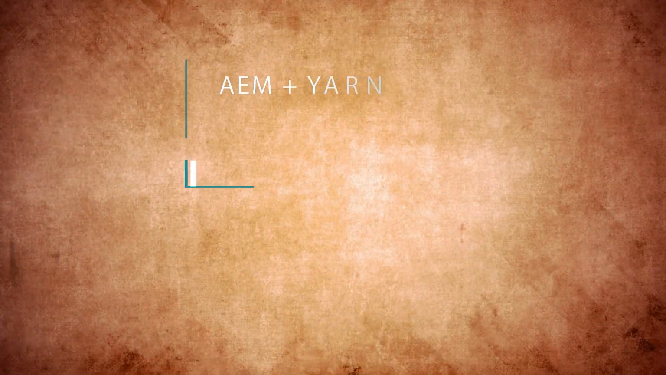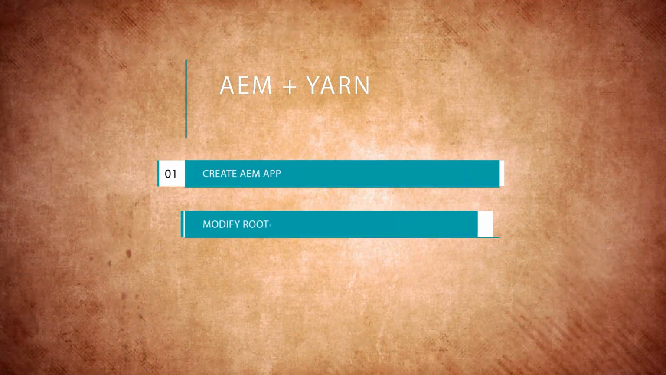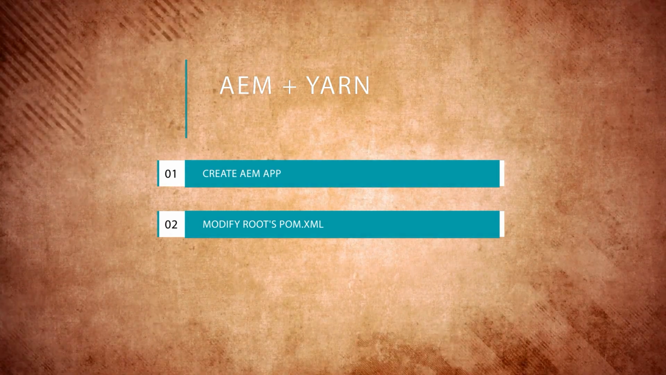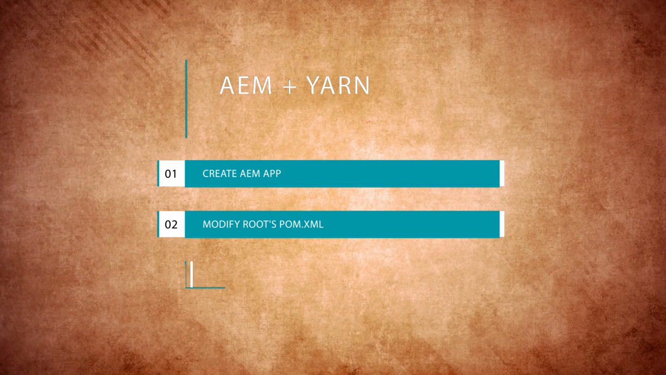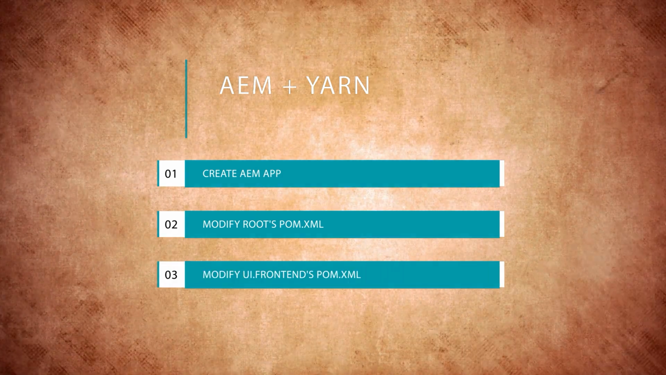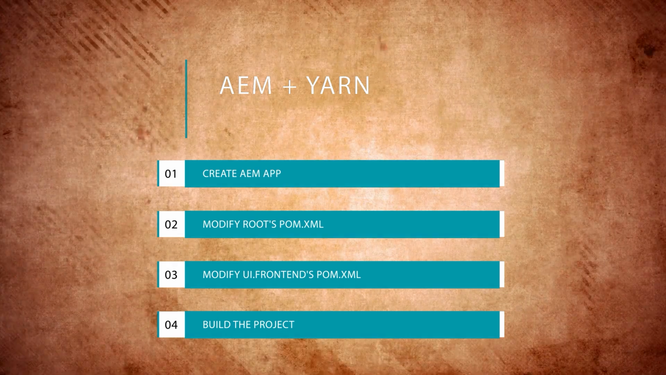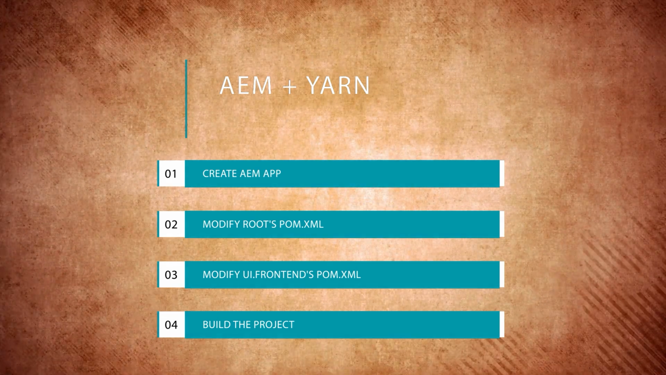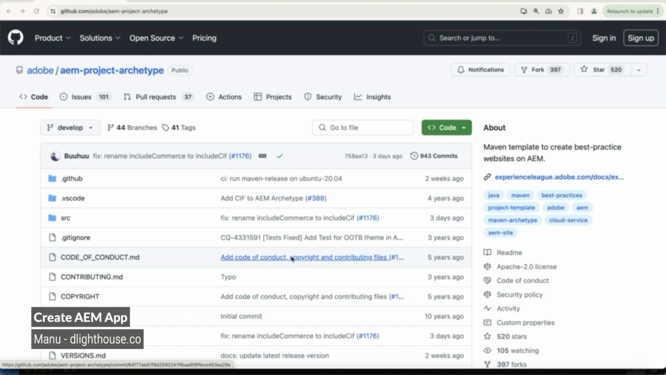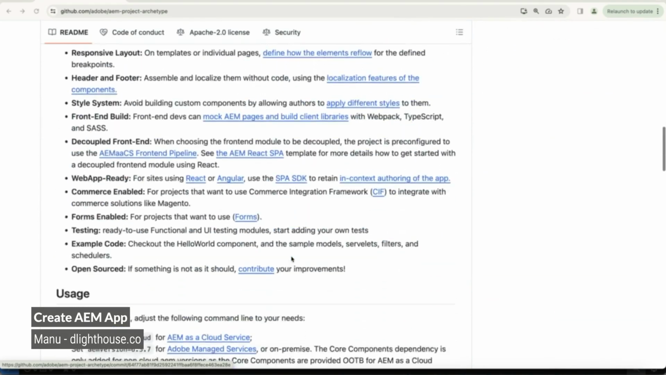Let's start! In today's video, I will create an AEM application, modify the root's pom.xml file, select Yarn's version, modify the ui.frontend's pom.xml file, build the project, and generate a yarn.lock file to be able to push that into a repository. Let's start by creating an app using Adobe's archetype.